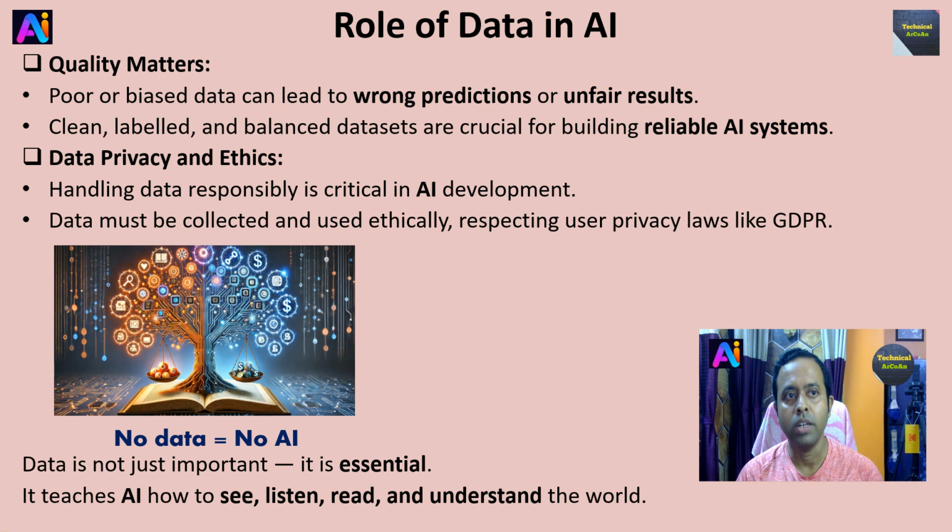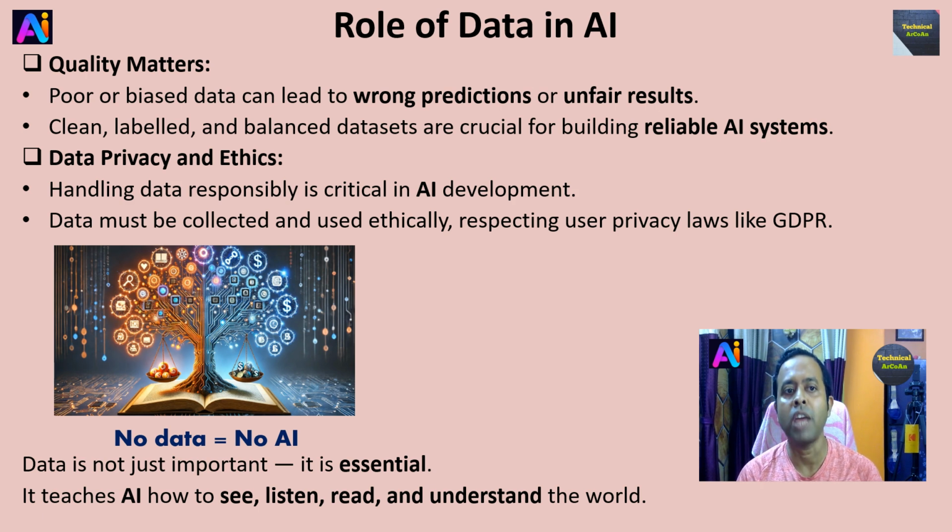The fourth one, quality matters. Poor or biased data can lead to wrong predictions or unfair results. Means data should be unbiased, right? Clean, labeled and balanced data sets are crucial for building reliable AI systems, right?